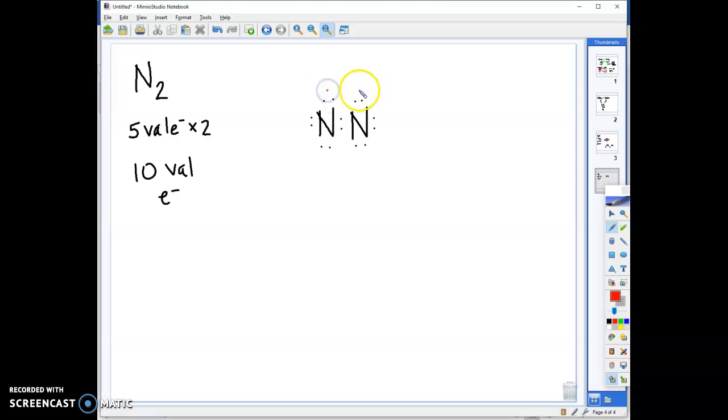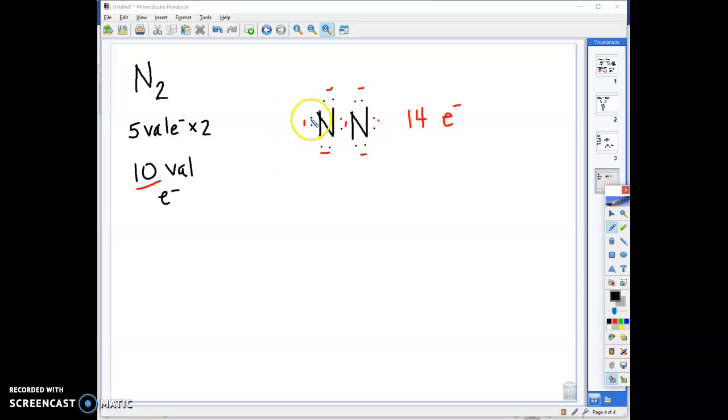So I have 2, 4, 6, 8, 10, 12, 14. So in this example, I have 14 electrons, but I can only have 10. When you draw your structure and make your atoms happy with 8 electrons, and you have too many electrons in your structure, then you need to add double bonds or triple bonds. So that's what I'm going to do here. I'm going to add a double bond. So I know that this isn't correct.